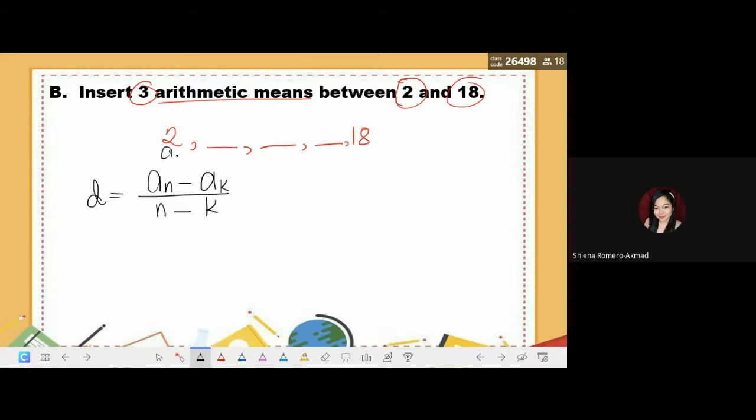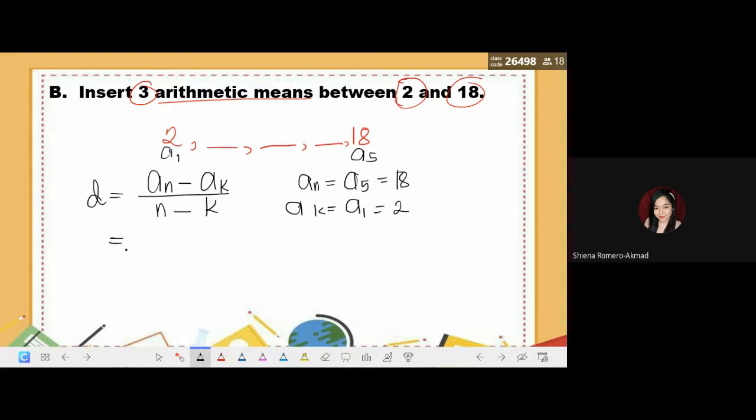So this is our a sub 1 and this is our a sub 5. Okay? So, higher term natin to, and ito yung lower term natin. Again, inuulit ko, hindi sa value tayo tumitingin. No? Kahit mas mababa to kaysa doon, still higher term pa rin siya kasi yung subscript niya is 5, no, compared to this one. Okay? So, our a sub n is a sub 5, which is 18. Our a sub k is a sub 1, which is 2.